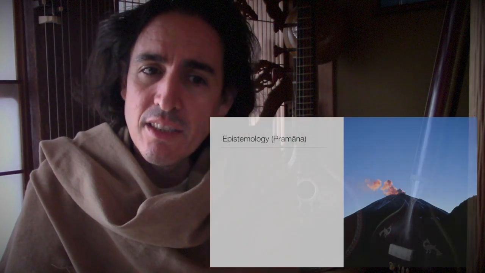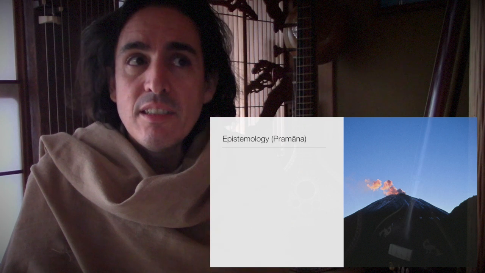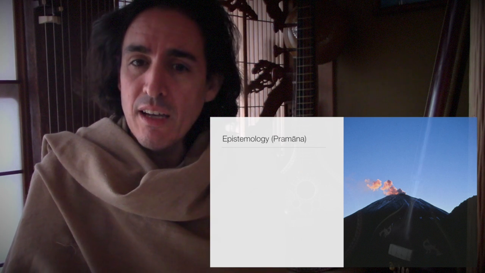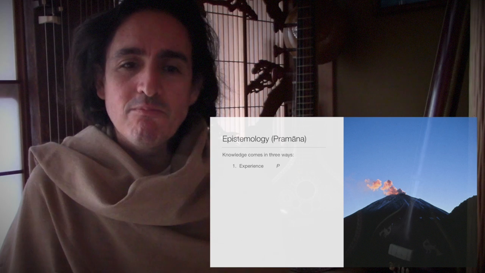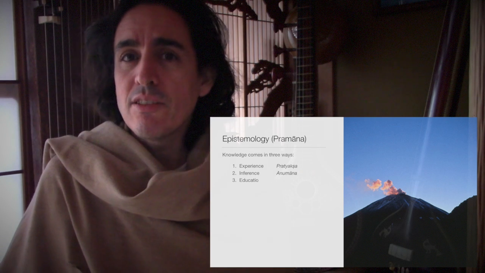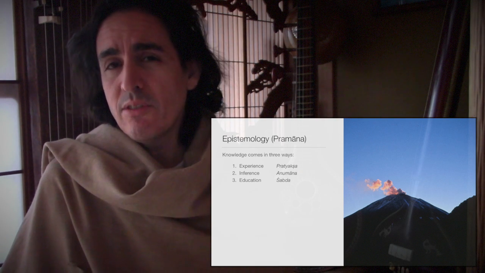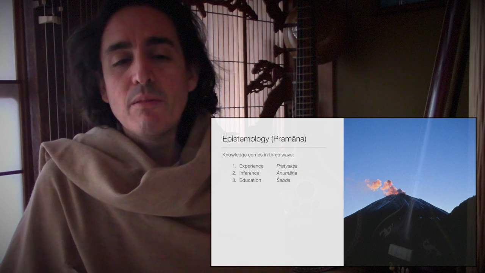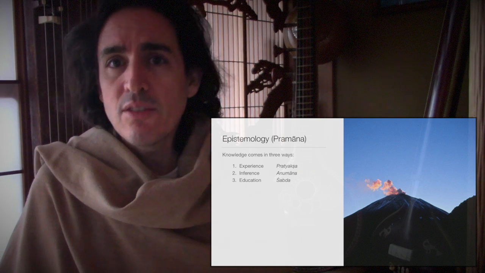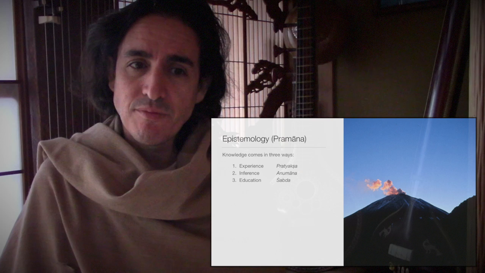The first subject that Jiva Goswami covers in Tattva Sandarbha is the subject of epistemology, the study of how we get knowledge, in Sanskrit, pramana. So we will say knowledge comes in 3 ways. First of all, it comes by experience. Then it comes by inference, and it also comes by education.